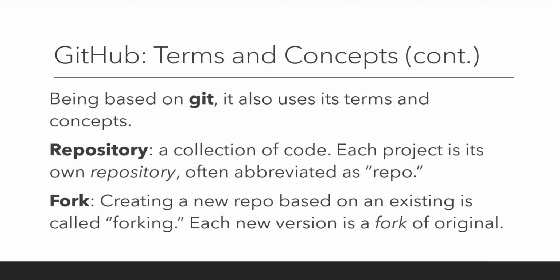An important term when talking about repos is a fork. So creating a new repository based on an existing one is called forking. Each new version is a fork of the original. Now, I use the word version here because it's important to talk about both creating repositories and some additional terms we're going to get into later in this video where it is a copy of a repository for a different purpose. So a new version is a fork of the original. So when we fork code, again, we're taking the original repository and creating a copy of it.